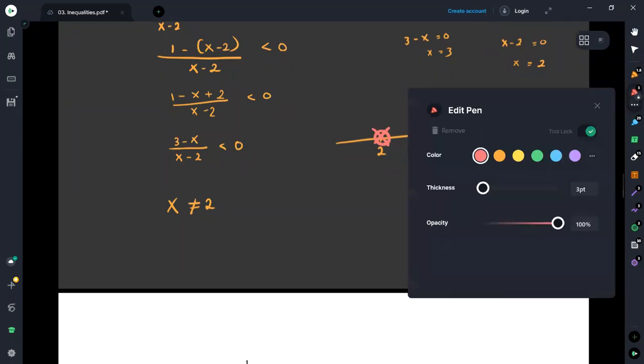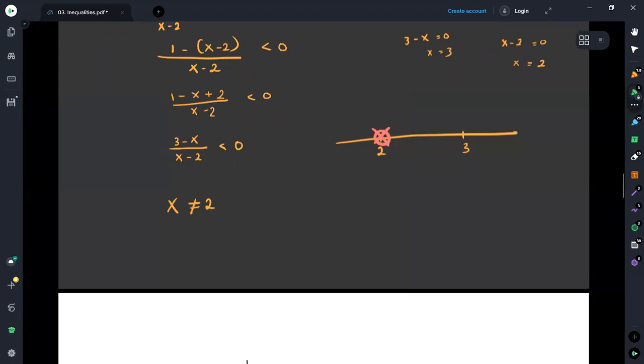Now we need to find the possible region. We take x is not equal to 3 because we cannot see any equality sign. Therefore we just draw an open circle around the value 3, but we are not coloring it. And now we need to find the possible region, whether it is in the first region, the second region, or the third region.